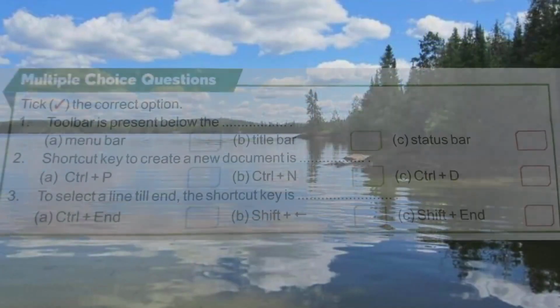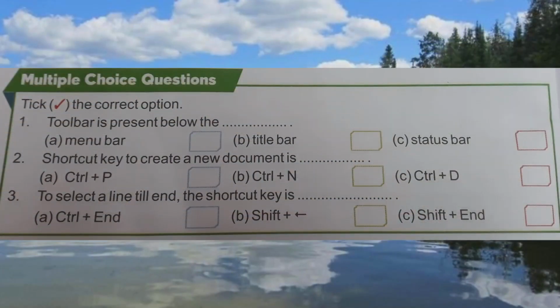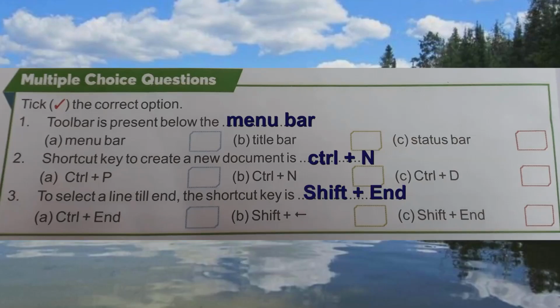Now let us discuss the questions given in page number 42. Multiple choice questions. Tick the correct option. Toolbar is present below the menu bar. Question number 2. Shortcut key to create a new document is Ctrl plus N. To select a line till end, the shortcut key is Shift plus End.